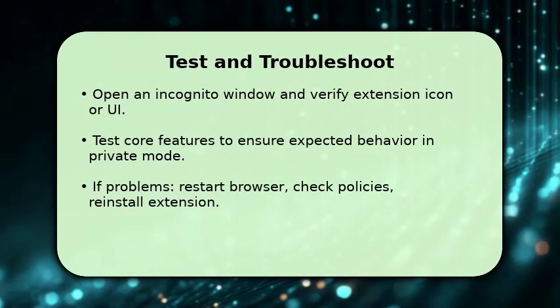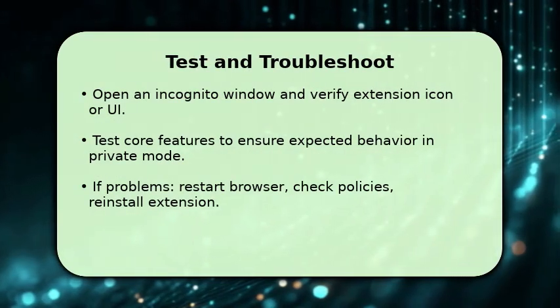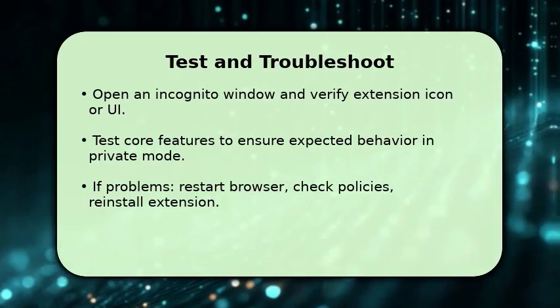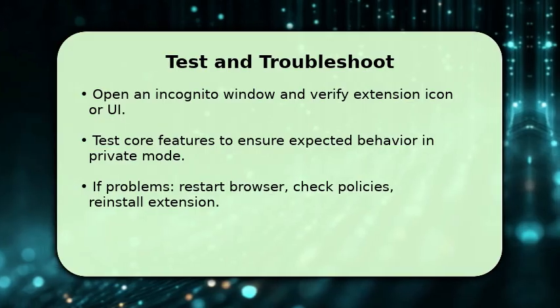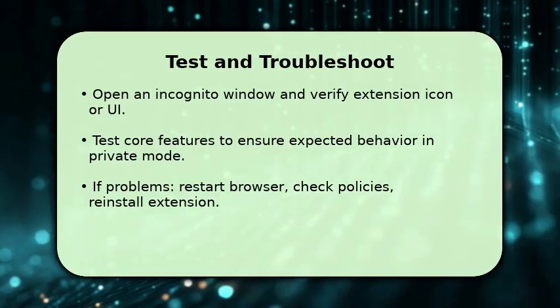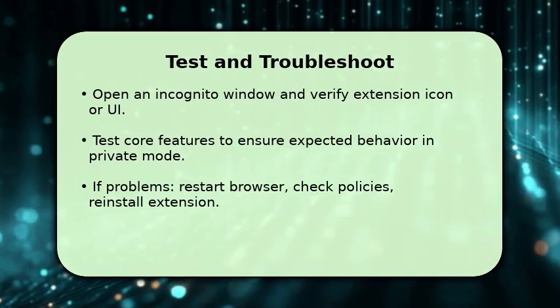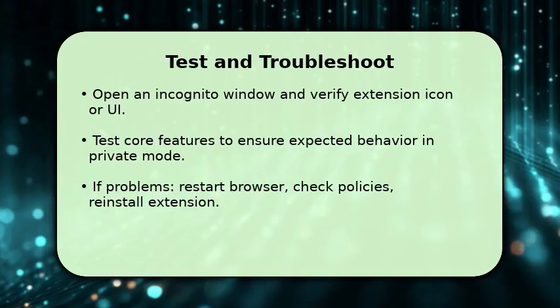You finish by opening an Incognito window and confirming the extension's icon or UI is visible, which verifies the toggle took effect. Then test core features, load pages, or run the extension's key functions to ensure they behave as expected in private mode. If something fails, restart the browser first.